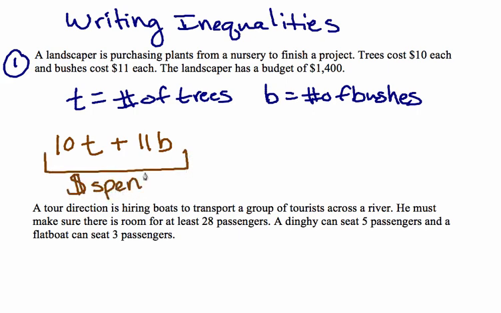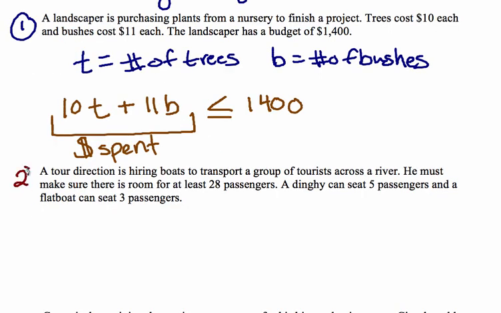Money spent. And he wants that money to not exceed $1,400. He can't spend more than $1,400. So we know that the amount spent has to be less than $1,400. Now, one question here is whether he can spend all of the $1,400 or not, and I would say that since it says a budget of $1,400, yes, he could spend exactly $1,400. So our inequality says 10T plus 11B is less than or equal to $1,400, meaning that he's going to spend $10 on each tree, $11 on each bush. Then we calculate the amount of money he's going to spend, and it has to be less than or equal to $1,400.